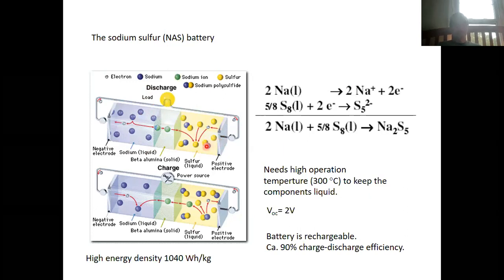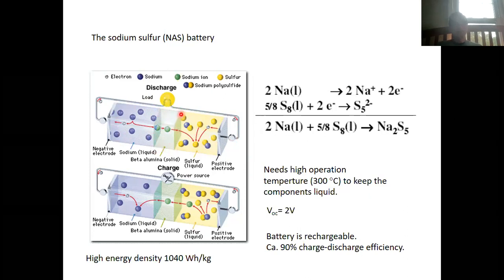So in this battery, we have liquid sodium as the anode and liquid sulfur as the cathode. Okay, so at room temperature, sulfur and sodium are solids. For that reason, that battery can only operate at a temperature in which all components are liquid, and that is a temperature of approximately 300 degrees Celsius. So in between that liquid sodium and that liquid sulfur, we have a beta-alumina membrane.